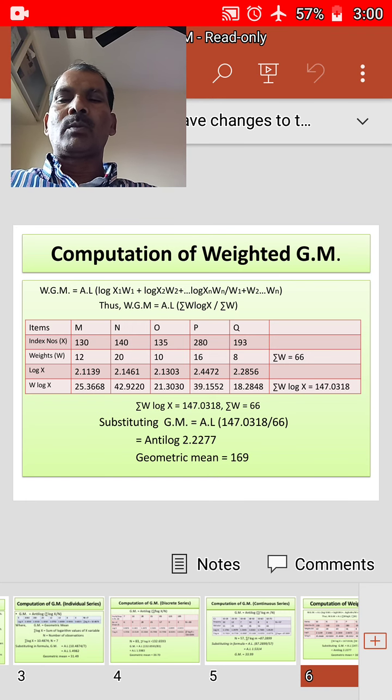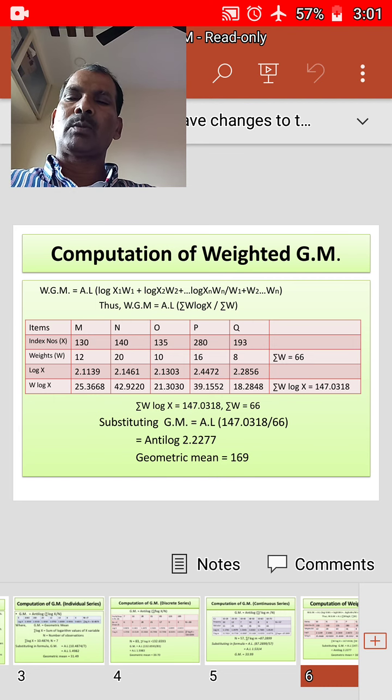Now we need to multiply all these log x values with weights, that is w into log x, that is 12 into 2.1139 is equal to 25.3668. 20 into 2.1461 is equal to 42.9220. 10 into 2.1303 is equal to 21.3030. 16 into 2.4472 is equal to 39.1552. 8 into 2.2856 is equal to 18.2848.